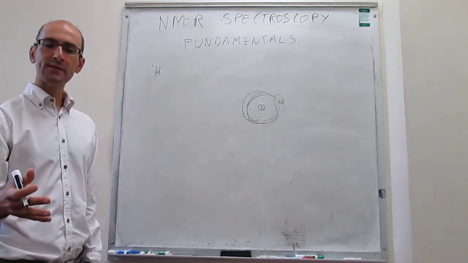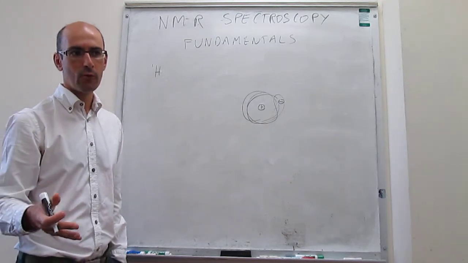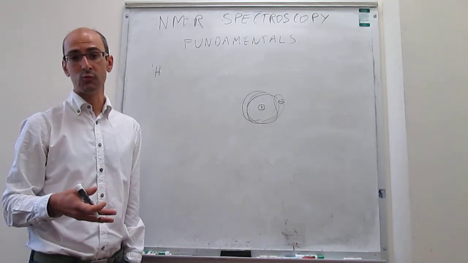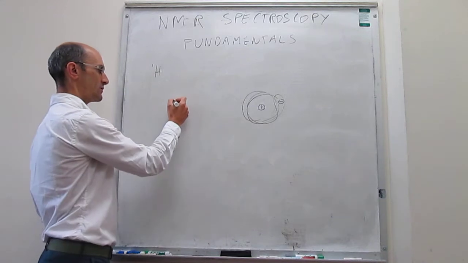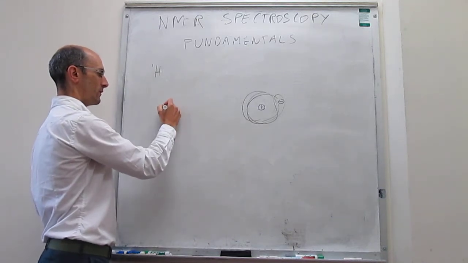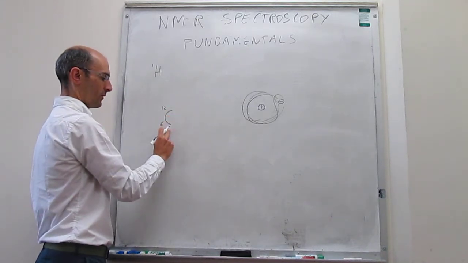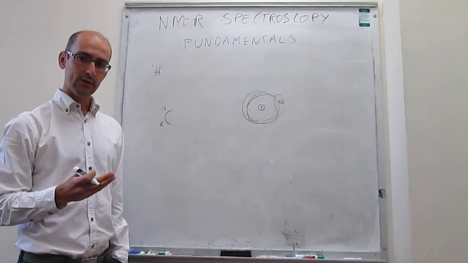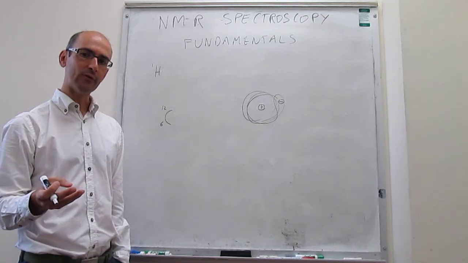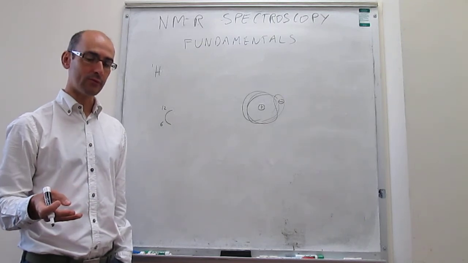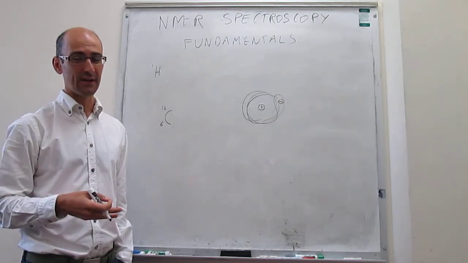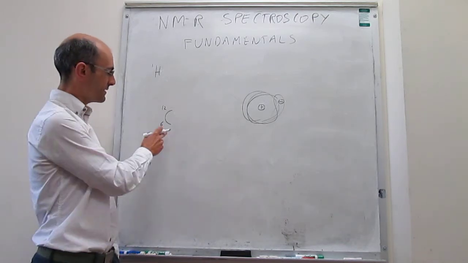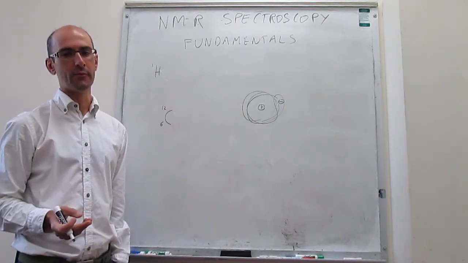Now, as we go through the periodic table, we can stop, for example, at one of the atoms that is more important to the life sciences, which is carbon. The most abundant isotope of carbon is carbon-12, with 6 protons and 6 neutrons. Notice that carbon-12 has an even number of protons and an even number of neutrons, so it does not satisfy that gross selection rule. That means that this nucleus will not be NMR active.